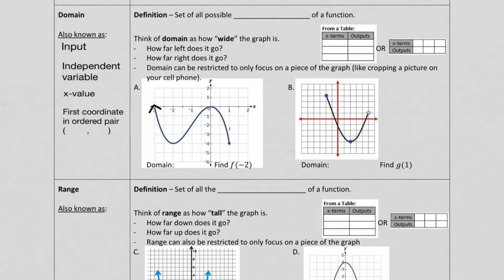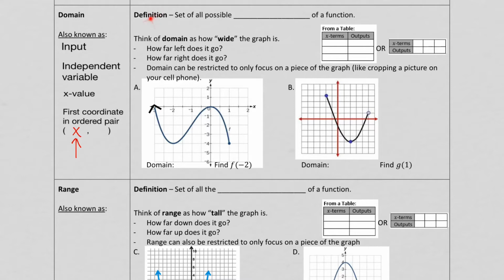Alright guys, so our first note is going to be on the domain of a function. Now before I go over the definition, domain has other terms that mean the same thing. So we can say input, independent variable, they can be the x values, or in any ordered pair, any point, the domain can be found in the first coordinate of the ordered pair. So the domain will always be the x value in any ordered pair.